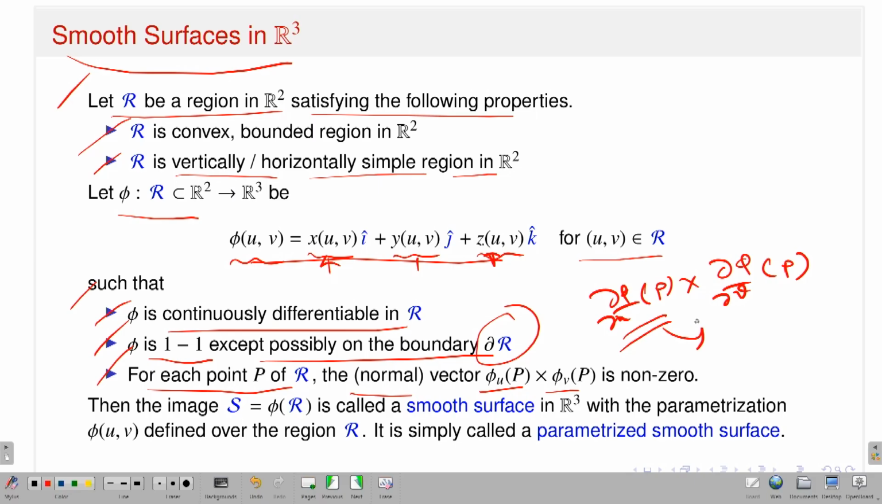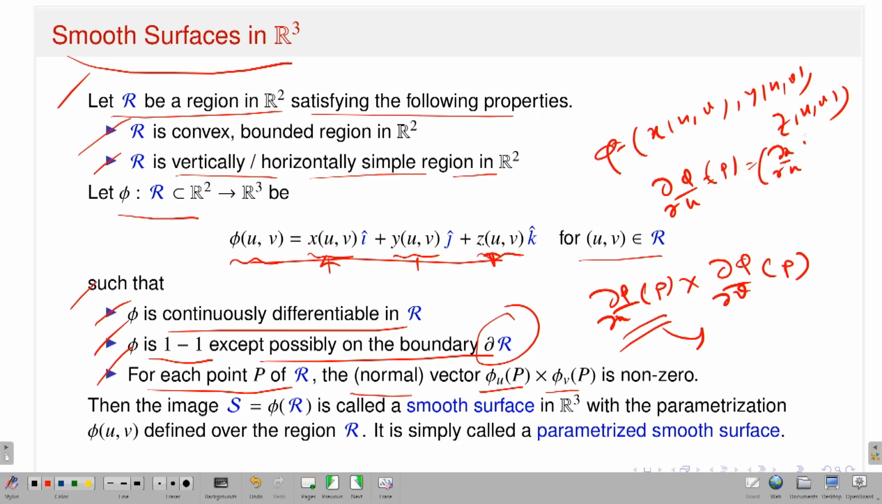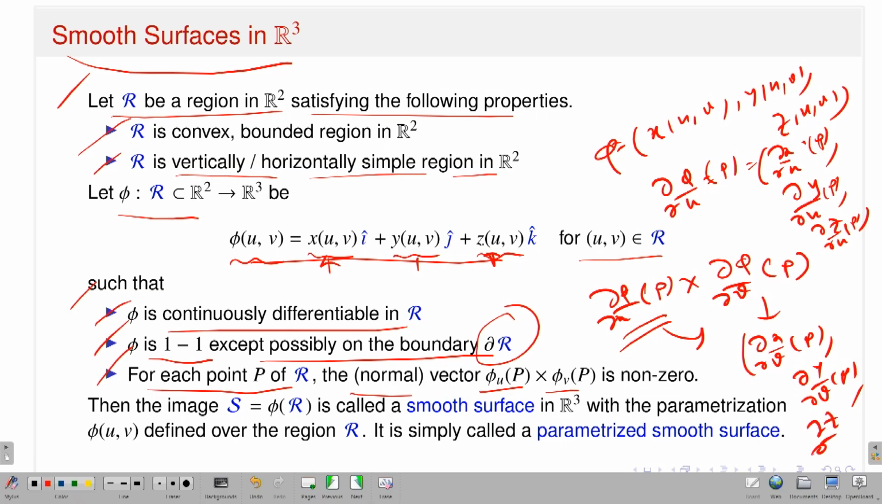Now what is del phi del u? Phi is nothing but this component, so phi is x of uv, y of uv and z of uv, that you know. So del phi del u at the point P is del x del u, comma del y del u, comma del z del u, all at the point P. And del phi del v is again del x del v at the point P, comma del y del v at the point P, and del z del v at the point P.